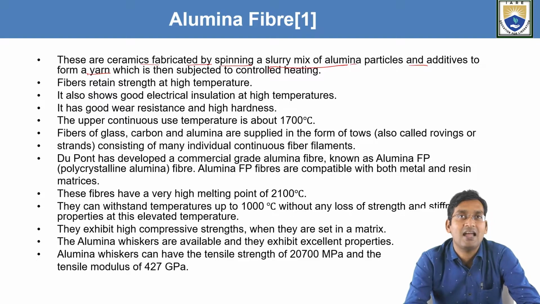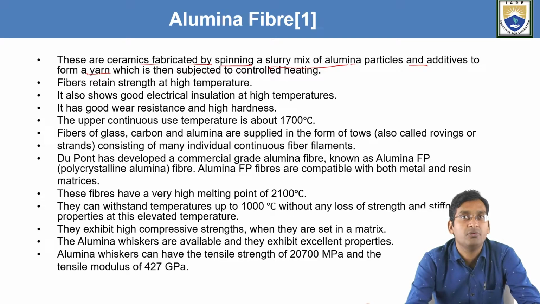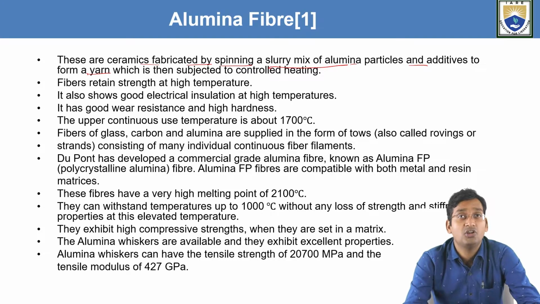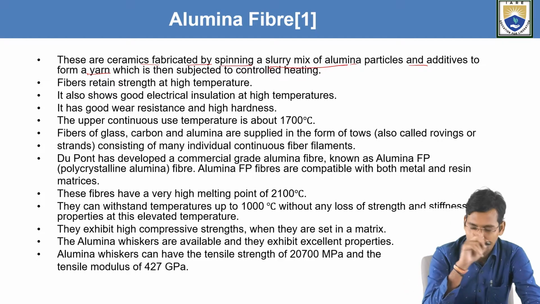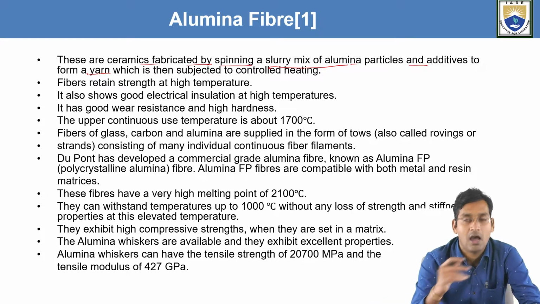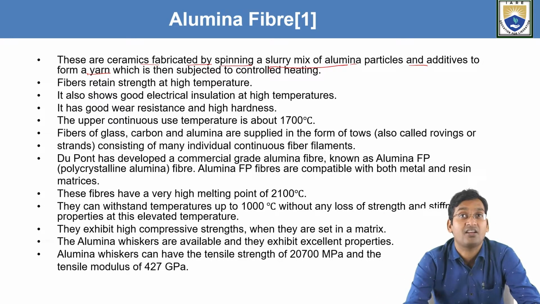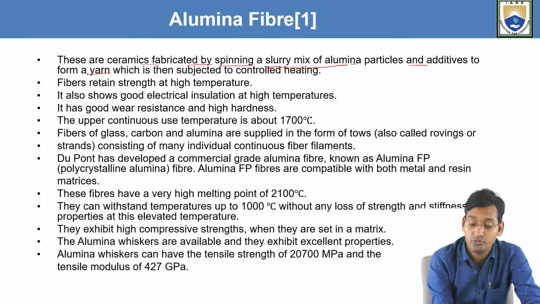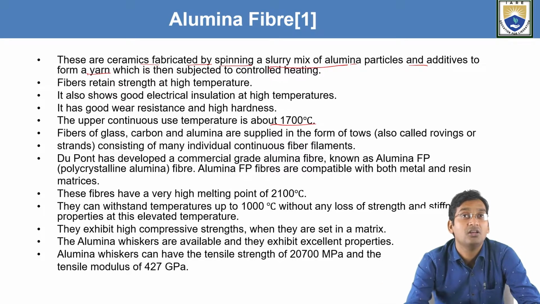The fiber retains strength at high temperature. So at higher temperature, alumina fiber can sustain or retain its strength. It also shows good electrical insulation at high temperatures, so it can be used as a good insulator. It has good wear resistance and high hardness. That's why we are using it in aircraft. The upper continuous use temperature is about 1700 degrees Celsius, so we can use it up to 1700 degrees Celsius.